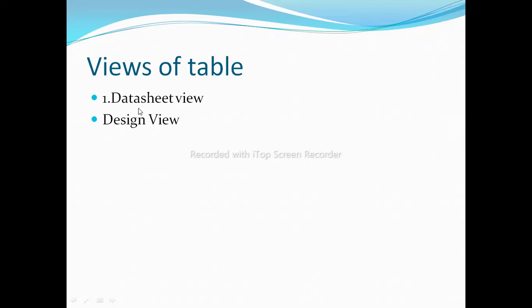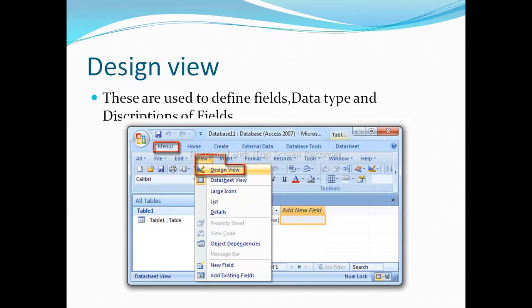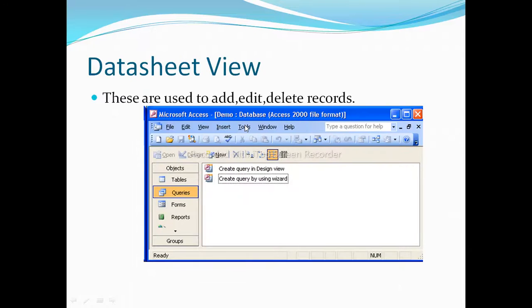Views of a table. There are two types of views of a table, datasheet view and design view. Views means through these two views we can represent a table. Design view is used to define fields, data type and description of the field. How can we open it? We need to go to the menu, view, design view. Here also you can see datasheet view. If we click on design view, then we will be able to see the fields, their data types and the description of the table.